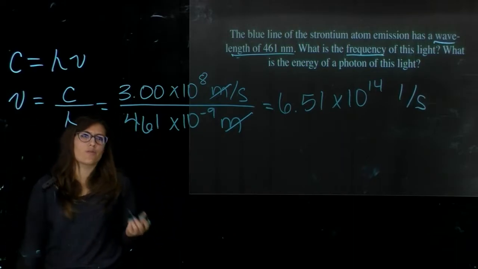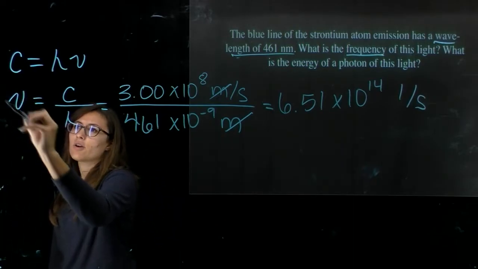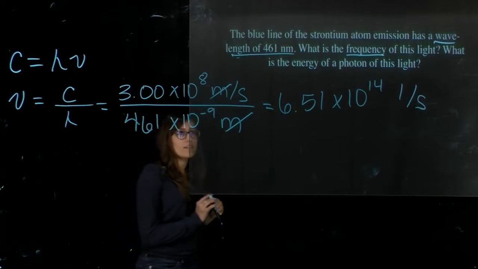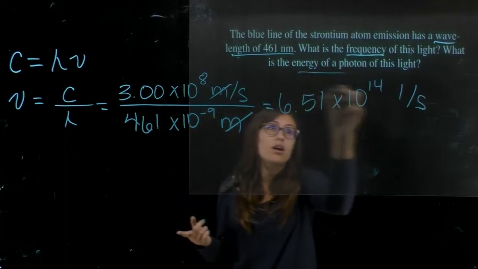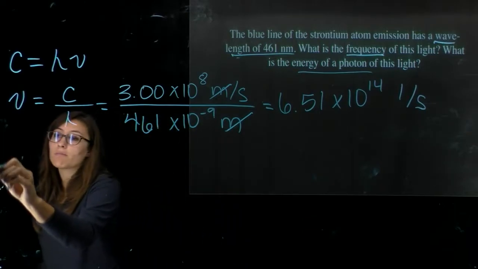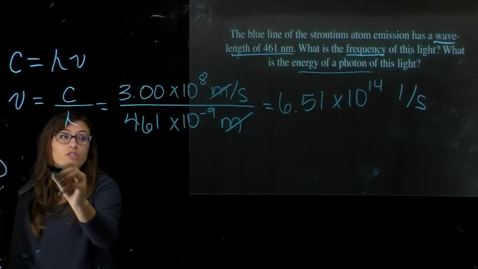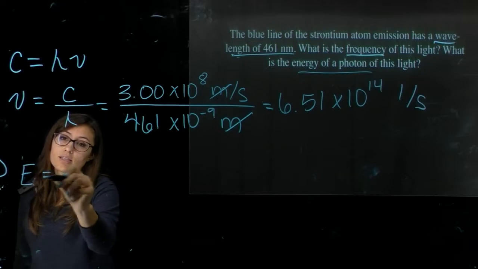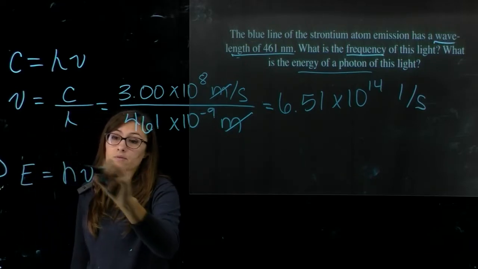Perfect. We calculated frequency for our first part. Let's go ahead and look at what the second part is asking us. What is the energy of this photon of light? That's pretty simple. We've done this type of problem before. We know energy is equal to Planck's constant times frequency.